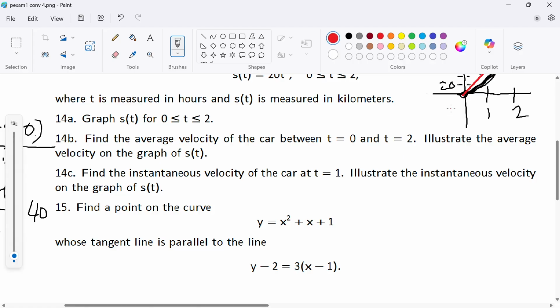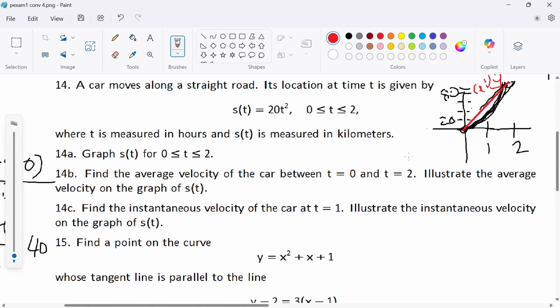Now it says, find the instantaneous velocity at t equals 1. Well, to do that, I'm going to find the derivative. And again, I'm going to use the power rule. Take that exponent, multiply it by the coefficient. 2 times 20 is 40. And then t, and 2 minus 1 is 1. So 40t is the velocity. The velocity function is the derivative of the distance function. And then it says, find the instantaneous velocity when t is 1. So 40 times 1 equals 40.